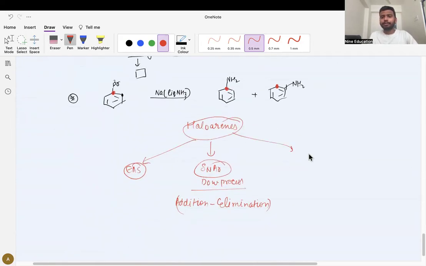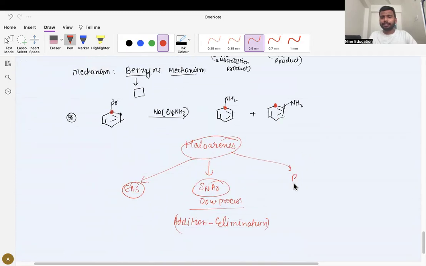The third one we have studied today is the benzyne mechanism. It is beyond your syllabus, but you should know the benzyne formula is this one. You have a triple bond in benzene. This is an intermediate, not stable at all.